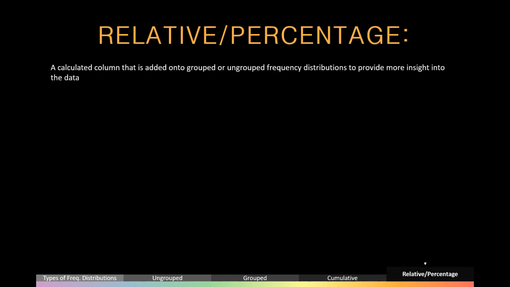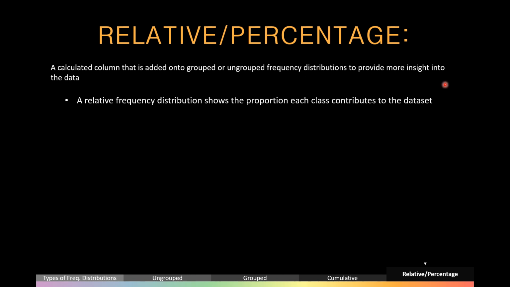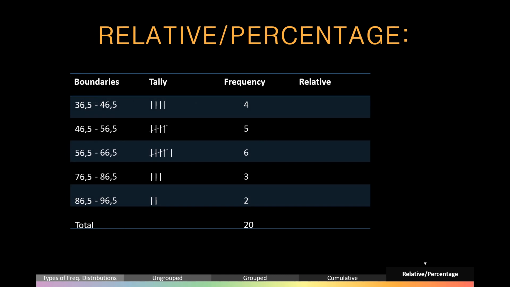The final frequency distribution that we're going to discuss is the relative or the percentage frequency distribution. This as well, it's a calculated column that we add onto a grouped or ungrouped frequency distribution that gives us more insight into the data. A relative frequency distribution shows the proportion that each class is contributing to the dataset. Again, if you were given this in an example, then you would go ahead and follow all those steps to actually construct the frequency distribution, and then you would add on this column called relative.